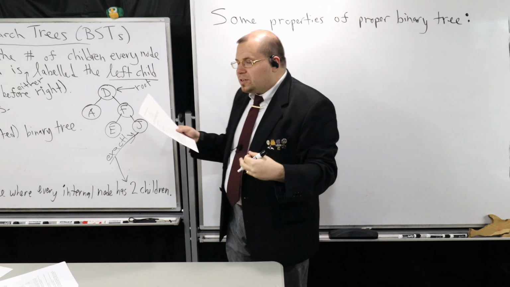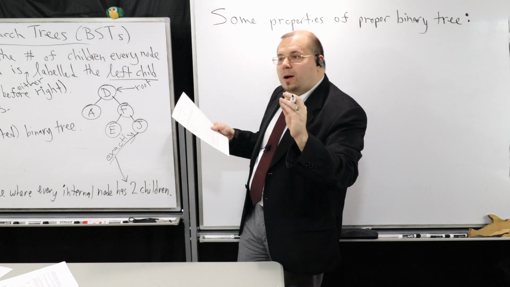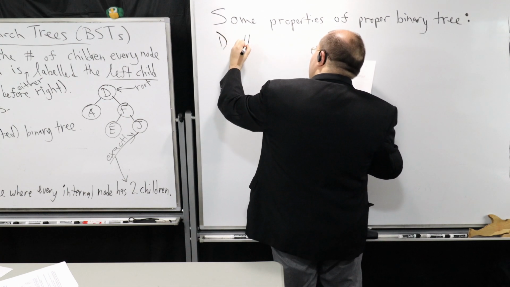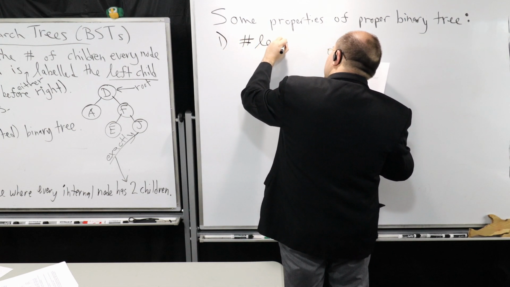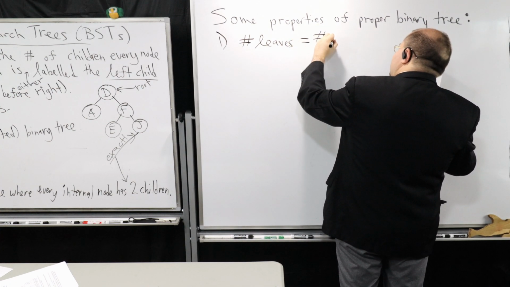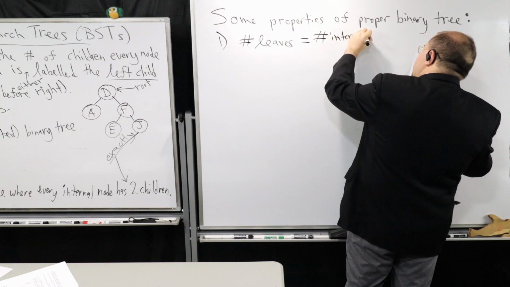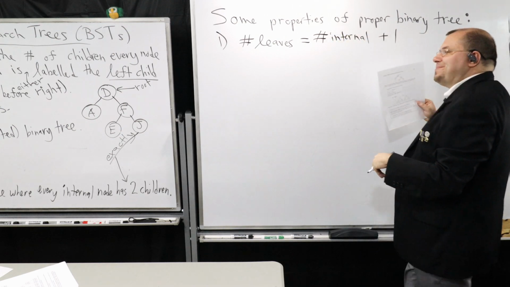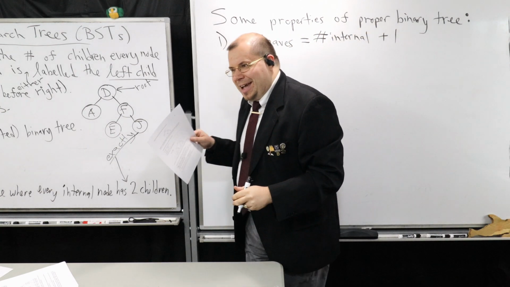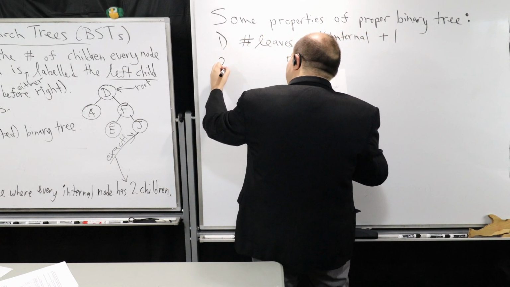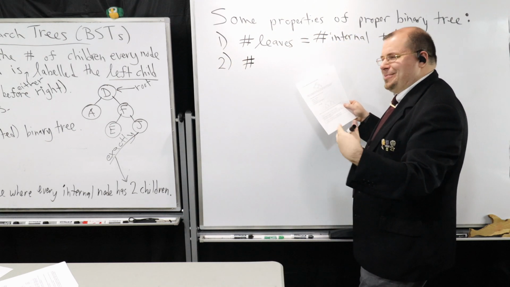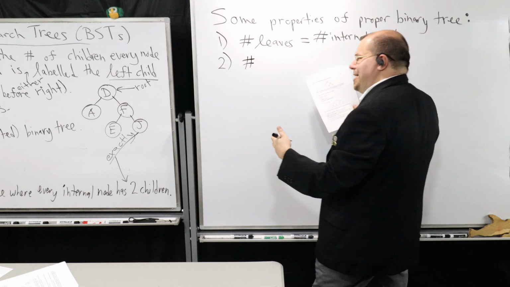So the first thing I'm going to tell you, and I'm going to state this one without proof. One property is that the number of leaves in a proper binary tree is equal to the number of internal nodes it has plus 1. So I'll let you think about why that might be the case, but I'm not going to talk too much about that here for now.